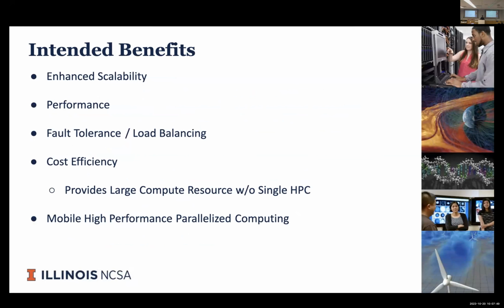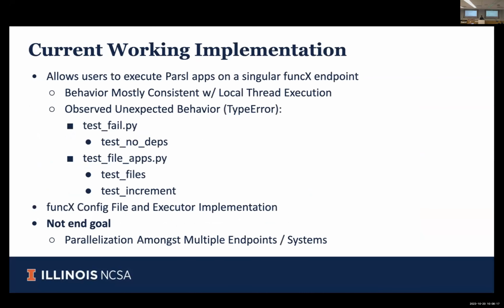It also allows us to have a more fault tolerant and load balancing system. In case any of those endpoints or systems does fail, we still have other endpoints executing those tasks, which allows our parallel workflow to continue to execute if any endpoint does fail. And this just allows us to have a more cost-effective system as a whole. This allows anyone to have that large compute resource without having access to a singular HPC. And overall, again, this allows us to have that mobile high-performance parallelized computing.